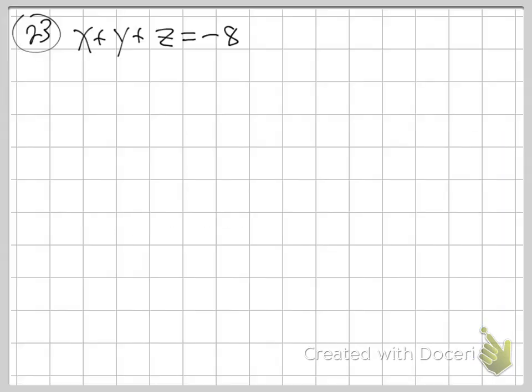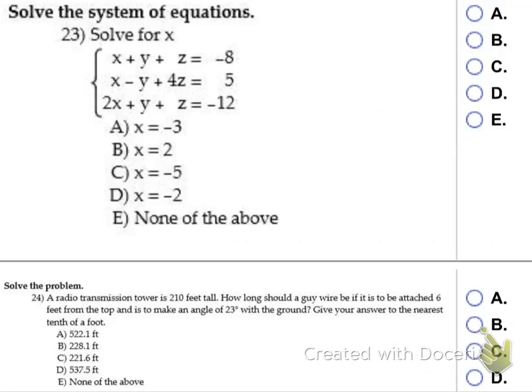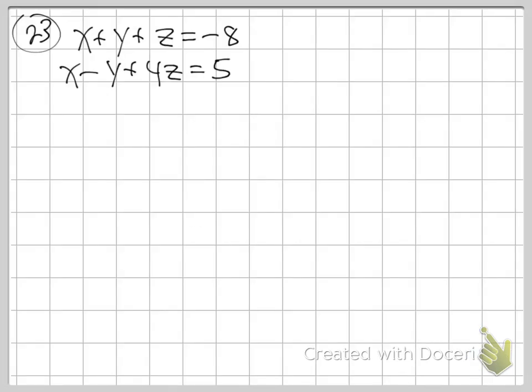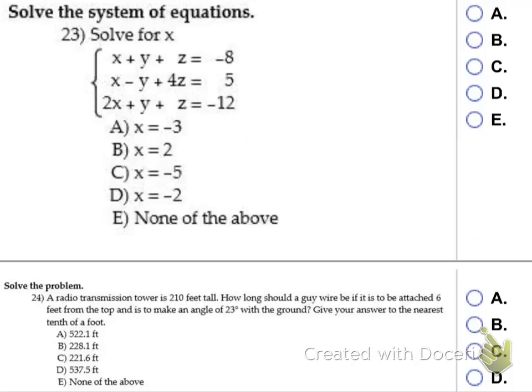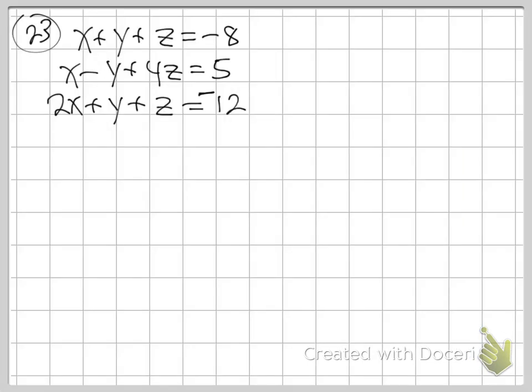And x minus y plus 4z is 5. And 2x plus y plus z is negative 12. Okay, so there we go. There's the 3 equations, 3 letters.